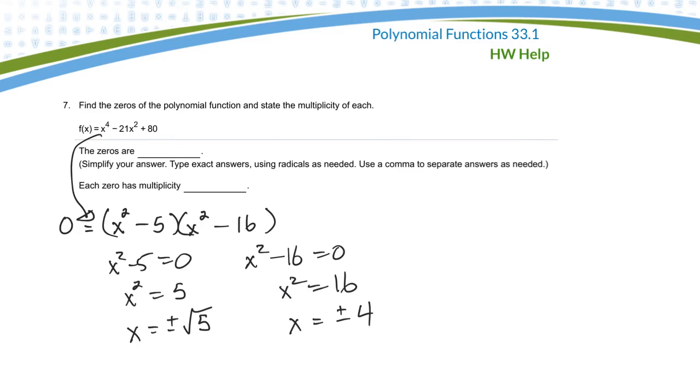So they say the zeros are, type exact answers using radicals if you need it. And look, there are no doubles, so each zero has a multiplicity of 1. So you could probably just type in plus or minus root 5, comma, plus or minus 4.